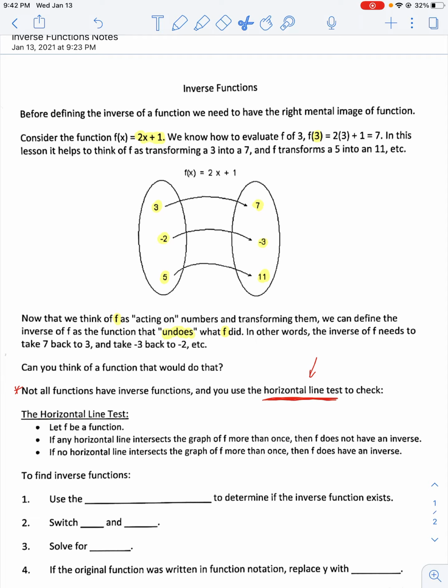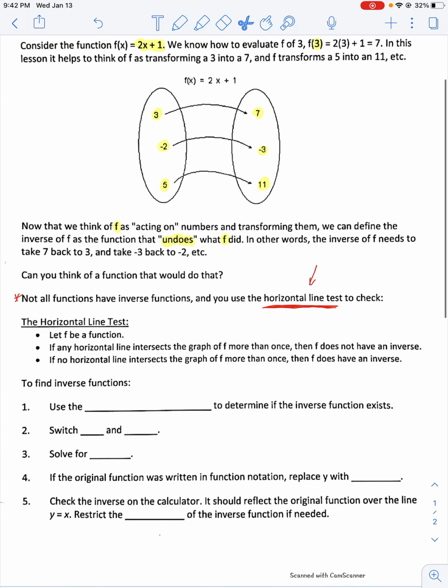So what we're going to do is use that horizontal line test, like I just said, in order to determine if the inverse function actually exists. If it passes, only if it passes, with our original function, we're going to switch x and y.